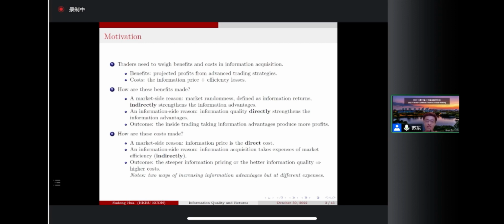If we have a distortion, and our demand and supply curves are not too extreme, we will get a deadweight loss, and this is the efficiency loss. That's an indirect cost. Then I'm asking how these costs and benefits are determined. Most of the literature is only concerned with the information-side reason: information quality can directly strengthen information advantages. But I also look at the market-side reason, which is market randomness. I have to clarify this is not price informativeness, because here I define market randomness as the variance of noise trading. If it is more random, the information returns are higher.